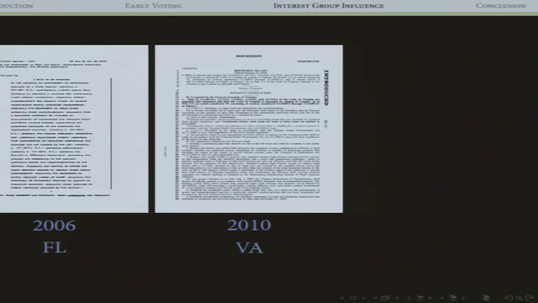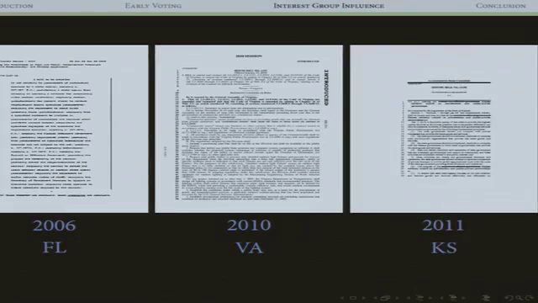What's interesting about this is not the actual content of the bill, but the fact that in 2010, in Virginia, the same language appears in their introduced bill, okay? Again, they call for the creation of the Council for Efficient Government. And in 2011, the same thing is introduced in Kansas.